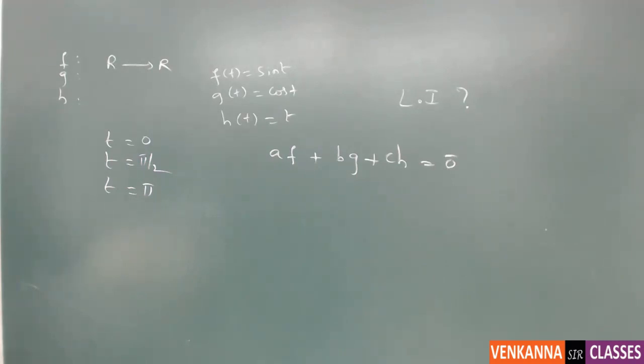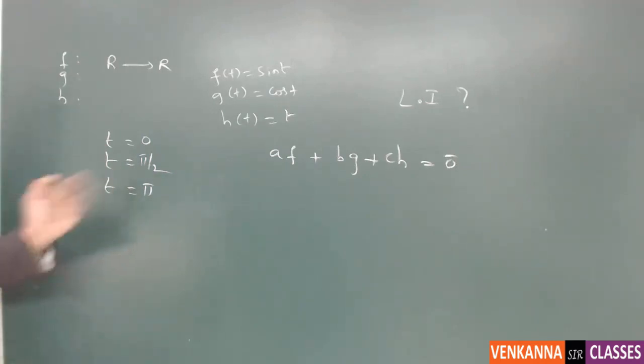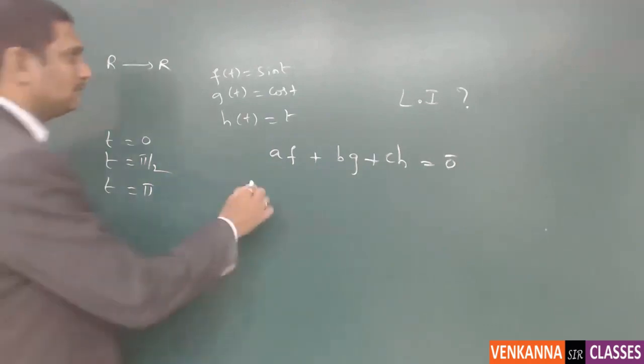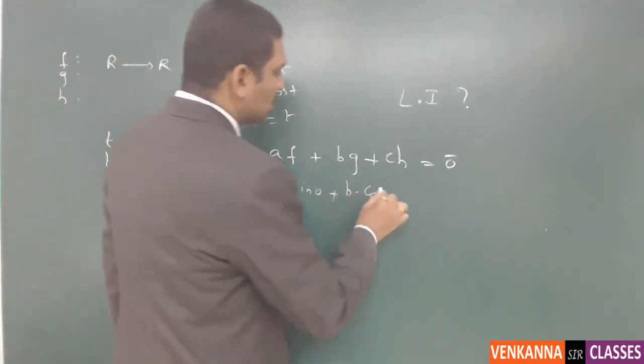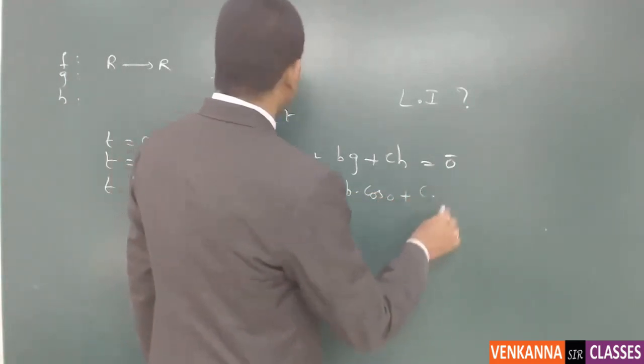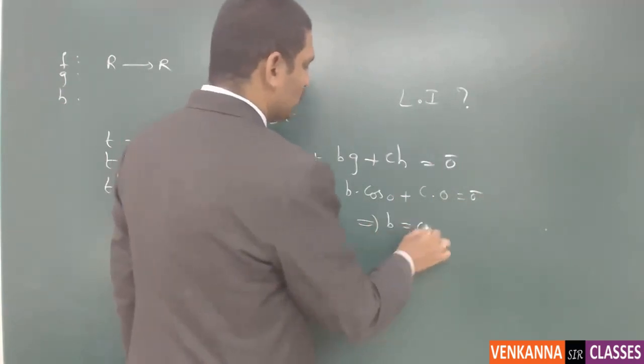Because whenever a system of equations is given to you, then only you are going to get the solution of it. So, for that purpose, I am substituting different values of t in this, so that I will get the respective simultaneous homogeneous system of equations. So, if you substitute t is equal to 0, then you have a into sine 0 plus b into cos 0 plus c into 0 is equal to 0 bar, which gives that b is equal to 0.